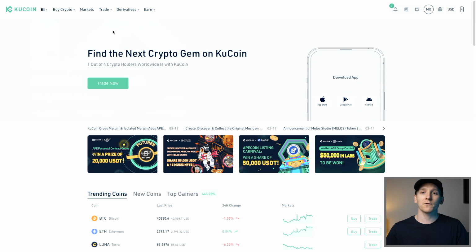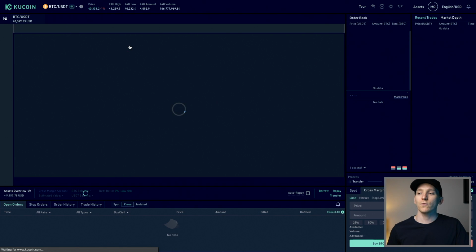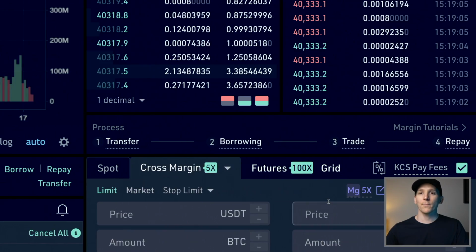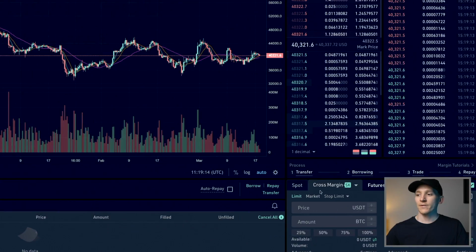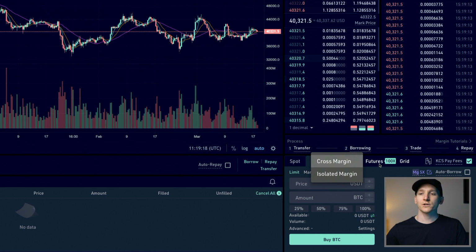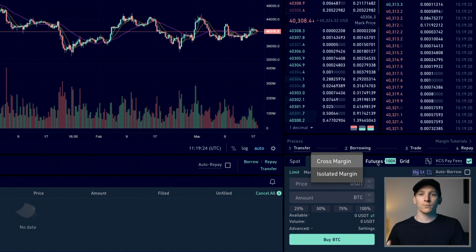Firstly, we need to understand the difference between margin trading and futures trading on KuCoin because they're not the same. If you come up to trade and then click on margin trading, it will take you through to basically a trading screen, which is the normal trading screen. Down in the bottom, you can actually see there's cross margin here and isolated margin. Now, margin trading is not futures trading on KuCoin. It's different, and they're actually different accounts. So futures is a completely different product.